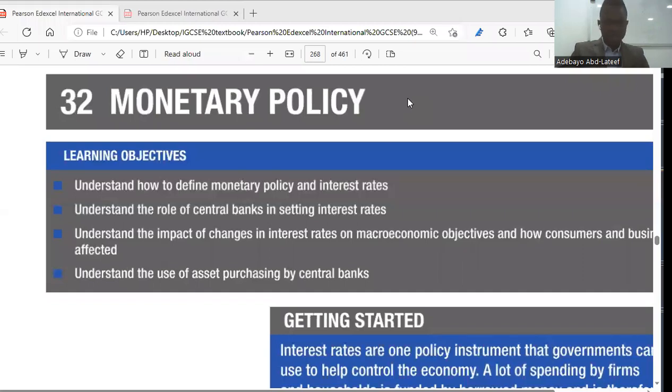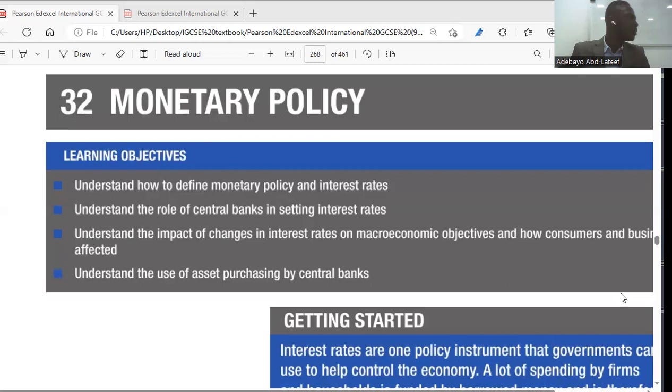So go to chapter 32 in economics, monetary policy. We're talking about monetary policy. We're talking about policies that are put in place by government to correct or to manipulate the economy. But most of the time, governments use monetary policy when they find out that there's inflation in the economy. That means there's an increase in aggregate demand, as a result of which prices are getting higher every day that passes by.